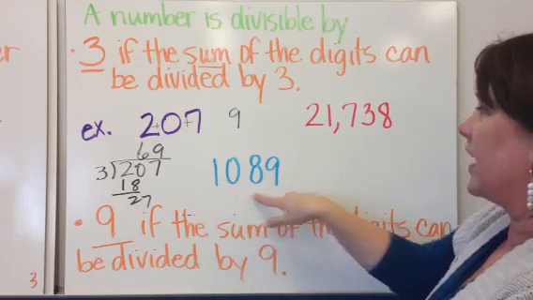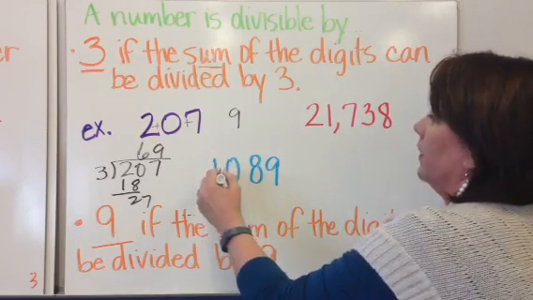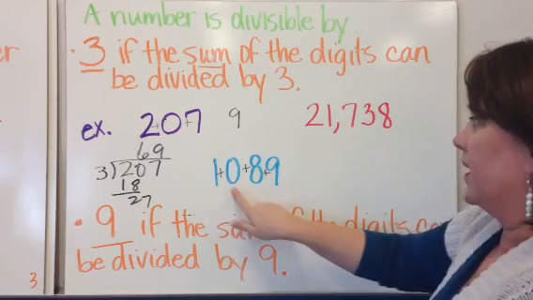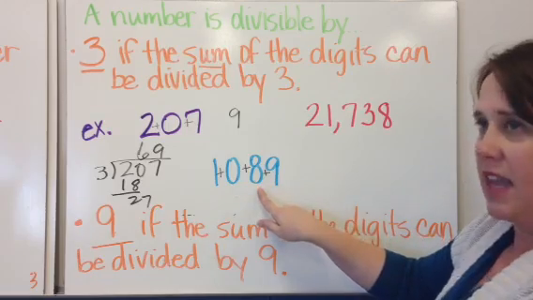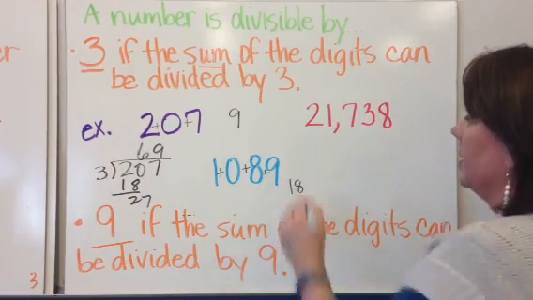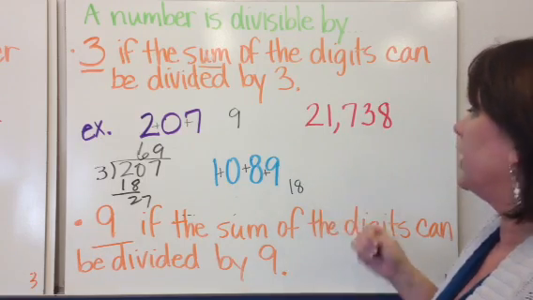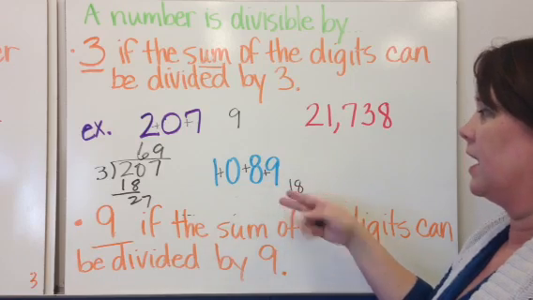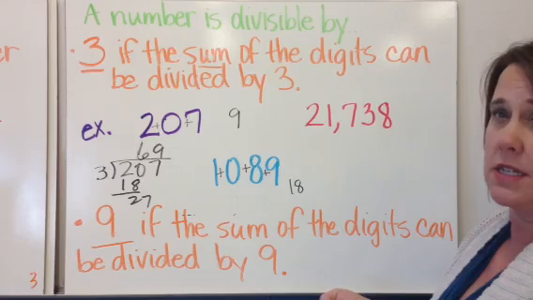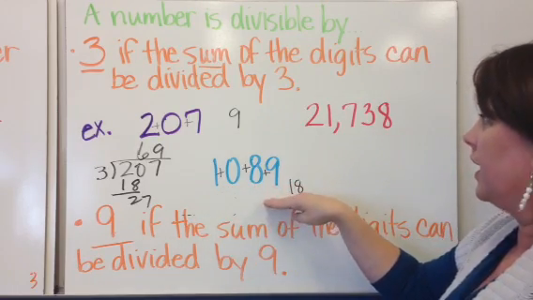Let's look at 1,089. We take the sum of the digits, 1 plus 0 plus 8 plus 9. 1 plus 0 is 1, plus 8 is 9, plus 9 more is 18. Does 3 go into 18? Yes. So 3 goes into 1,089 because the sum of the digits is 18. 3 goes into 18 6 times, and so 3 goes into 1,089.